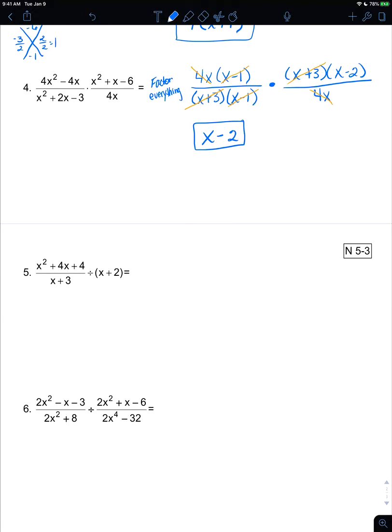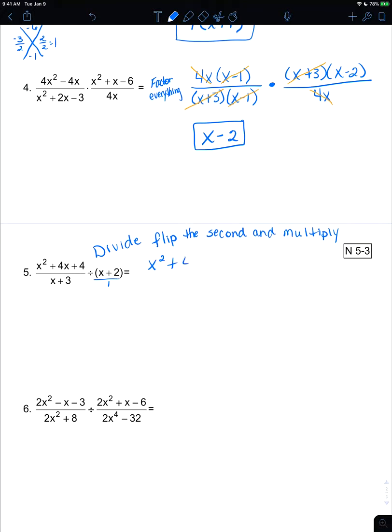All right, so our next one, example 5, is a division problem. So remember, dividing fractions is easy as pie. Remember, this is like over 1, right? Anything like a whole number, anything by itself is over 1. So dividing fractions is easy as pie. Flip the second and multiply. So I'm going to rewrite this as a multiplication problem.